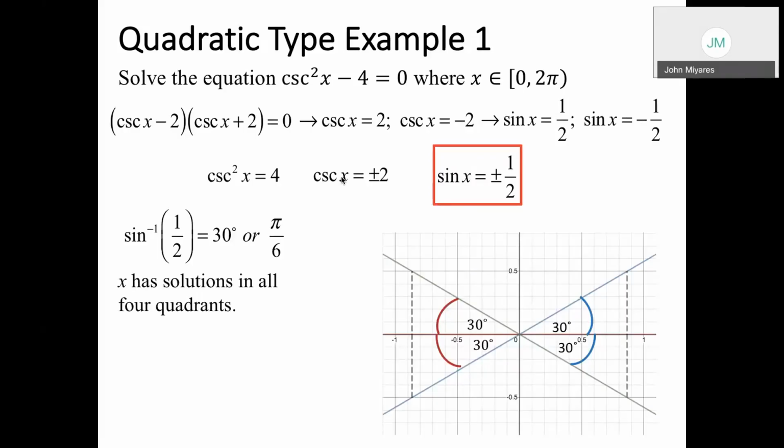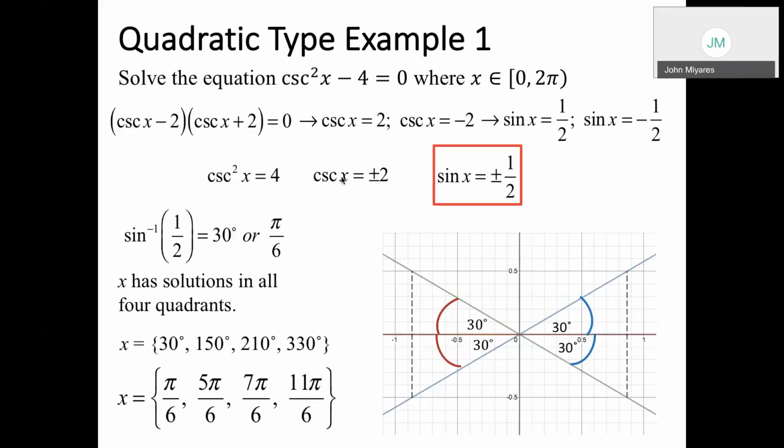In degrees, you're going to have 30 degrees, 150 degrees, 210 degrees, 330 degrees. In radians, you'll have pi over 6, 5 pi over 6, 7 pi over 6, and 11 pi over 6 as your 4 primary solutions.